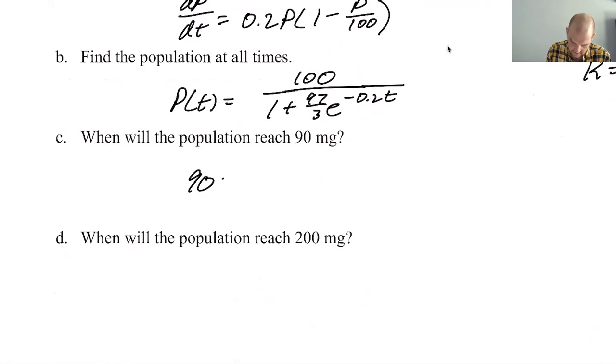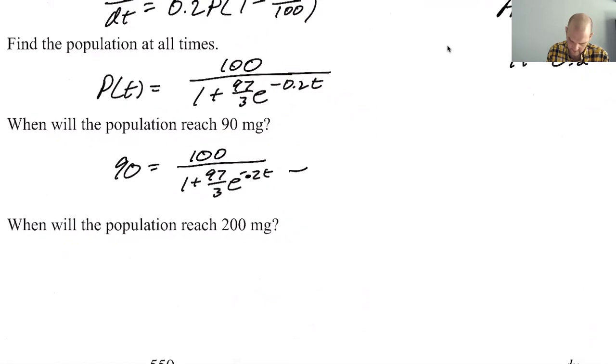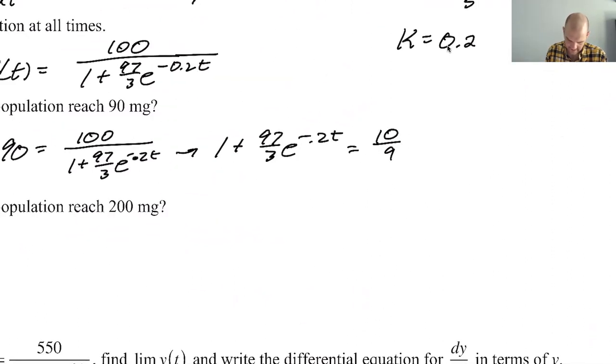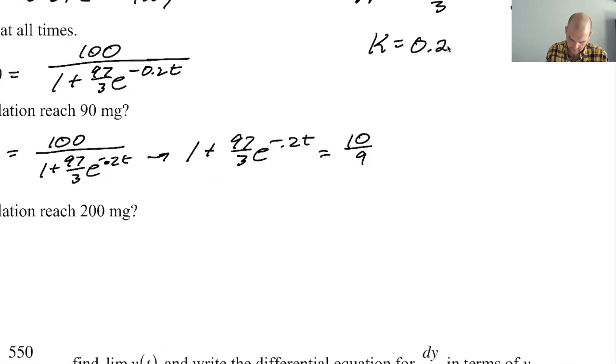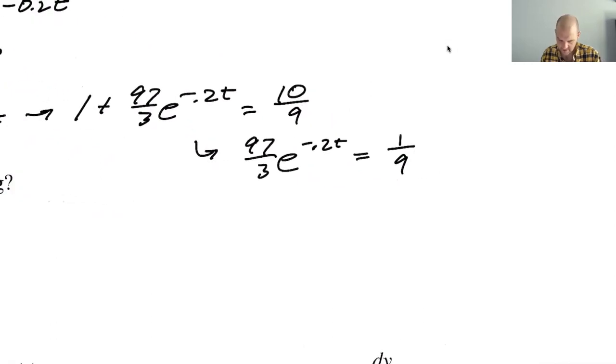So 90 equals 100 over 1 plus 97 thirds e to the negative 0.2t. This is not a pleasant little algebra problem, I think. It's going to be 10 ninths. So if I subtract 1, I get, I don't know what direction I'm working in here, 97 thirds e to the negative 0.2t. You could probably use a calculator. I don't know that I personally care. Multiply by 3, you get 1/3, divide by 90. Oh my god.